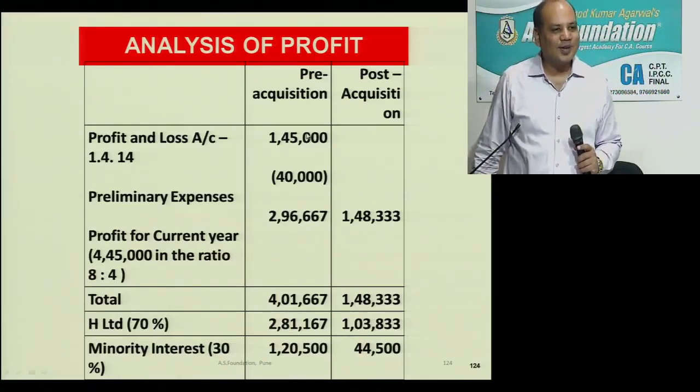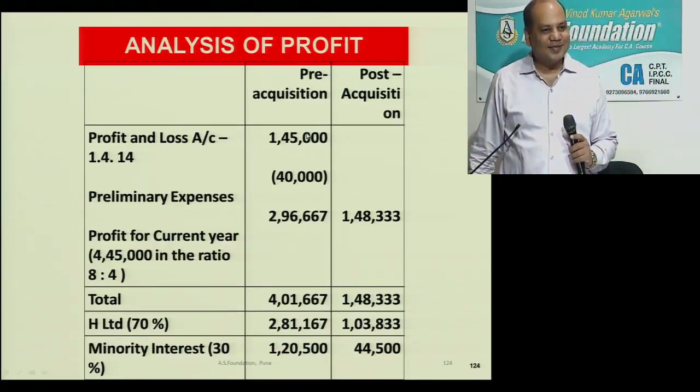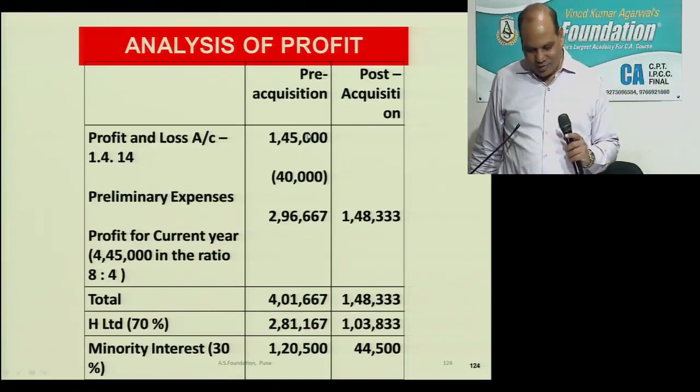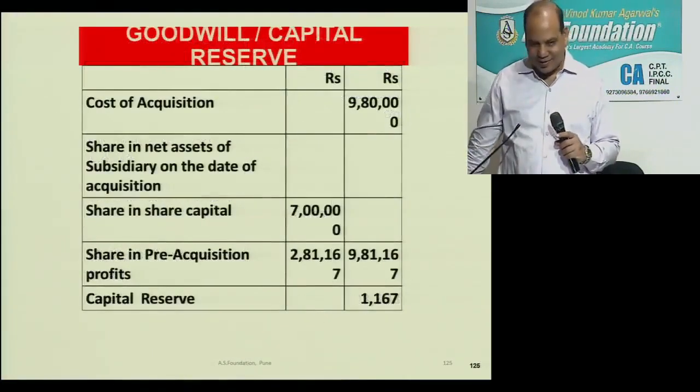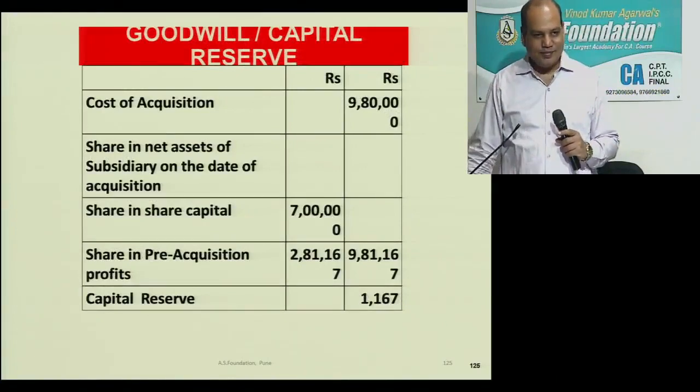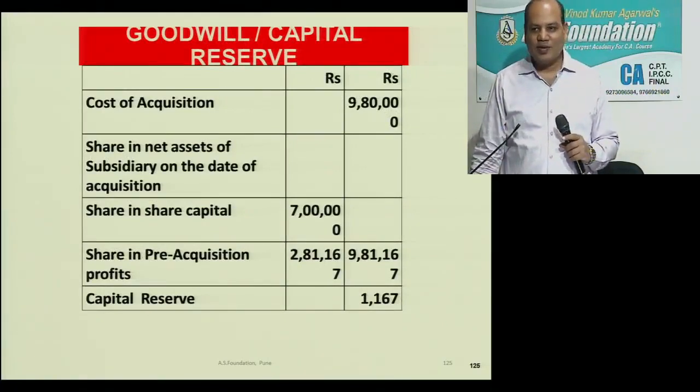What is goodwill or capital reserve? Answer in six digits. Only four digits, maybe. I will ask Computer G. Computer G will give the answer. 1167. Computer G is always right. Is it 1167?